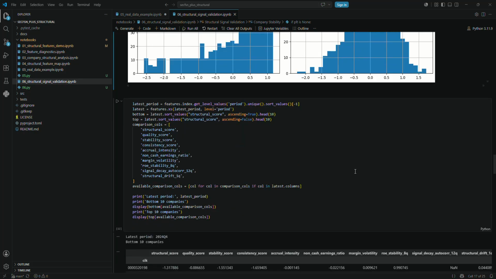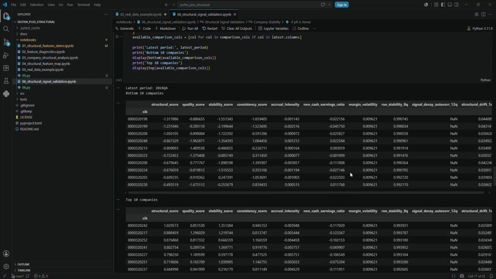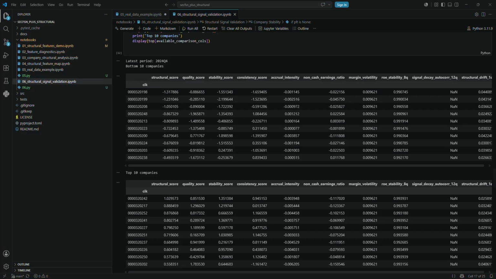The next output compares top and bottom companies in the latest period by structural score. This is where the project becomes practical. Two companies can look similar on a snapshot basis but behave very differently over time. This scoring layer helps surface those differences in a systematic and scalable way. The output can plug into screening, research workflows, dashboards, or downstream models.